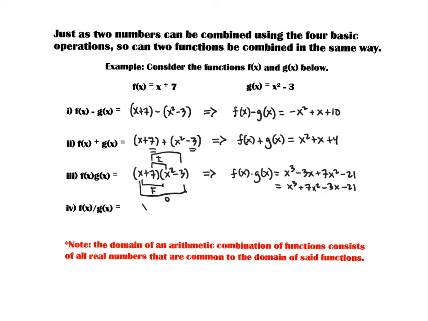F of x divided by g of x in this case is x plus 7 over x squared minus 3. We would be complete there. There's nothing more to simplify. A note here at the bottom: the domain of an arithmetic combination of functions consists of all real numbers that are common to the domain of those functions. We're going to do an example of that in just a moment on the next slide.